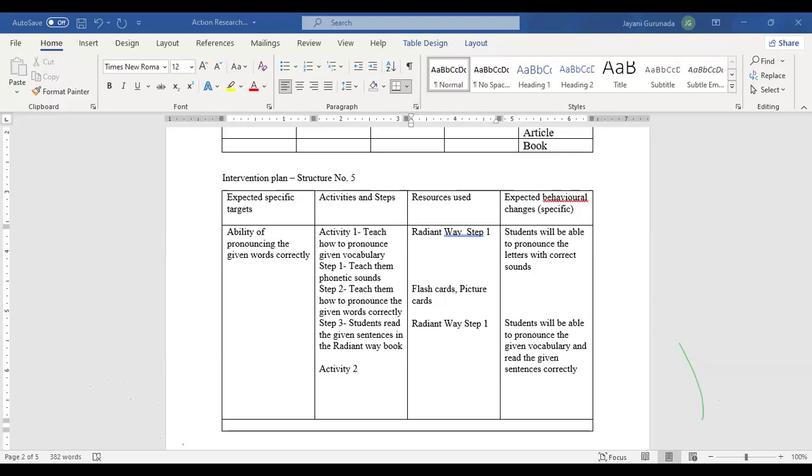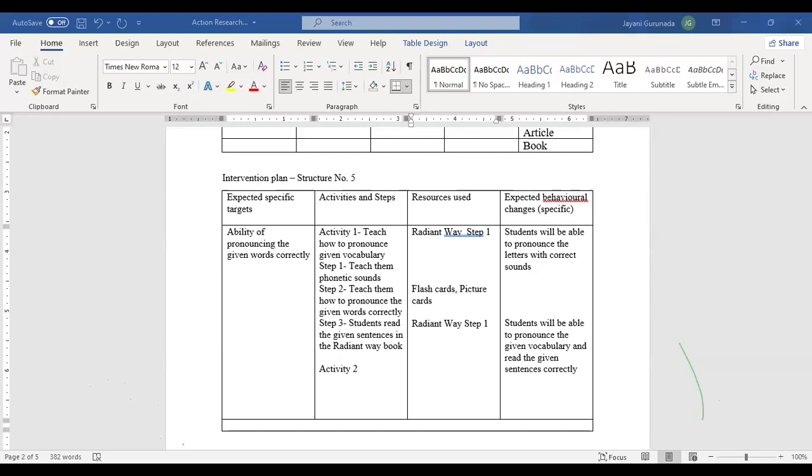Who else can do next? Who will do next? I will do, madam. Next. I will do, madam. Okay, Satya. Expected specific target is ability of using the passive voice correctly. I have chosen grade 8. Is it okay?